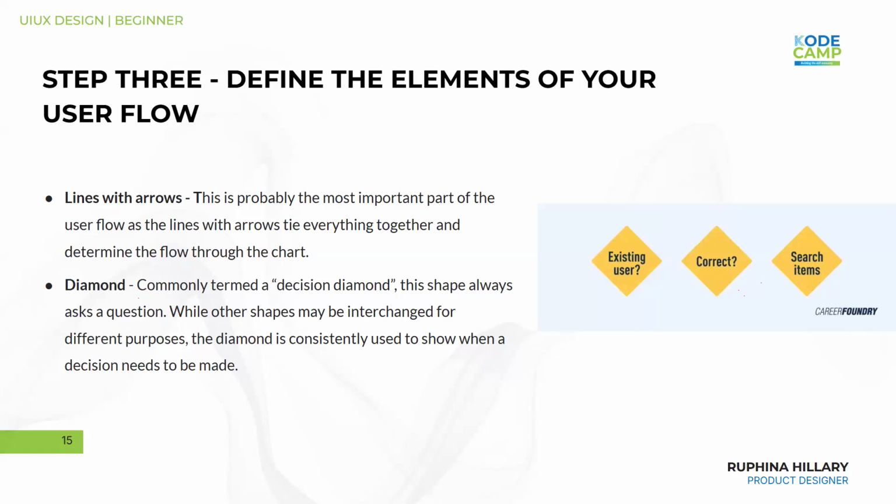Then you have the diamond shape. This is what it looks like. The diamond looks like this kite shape. It's also often termed a decision diamond. This shape always asks a question. It's called a decision. Once you see a diamond, this shape, it means that it's a question, it's a decision that must be made at this stage of your user flow.